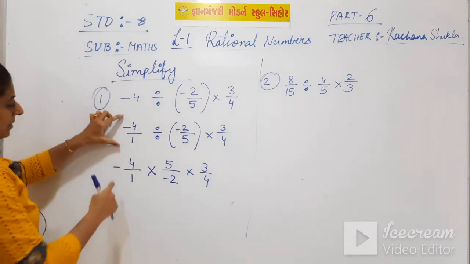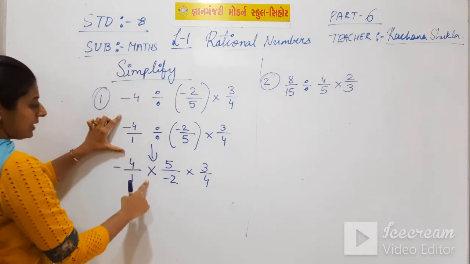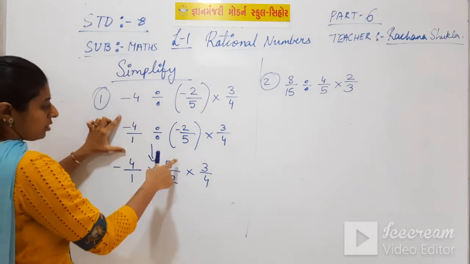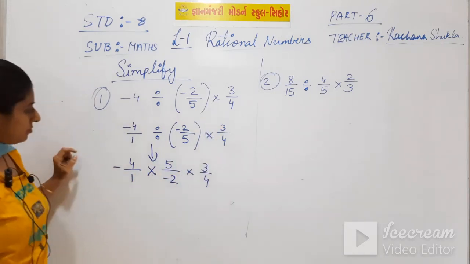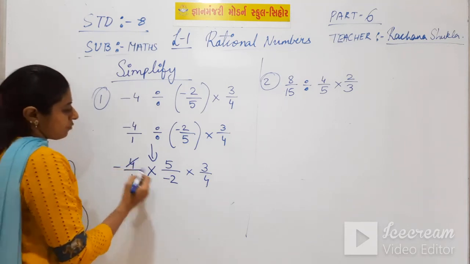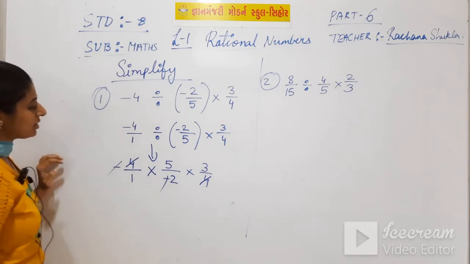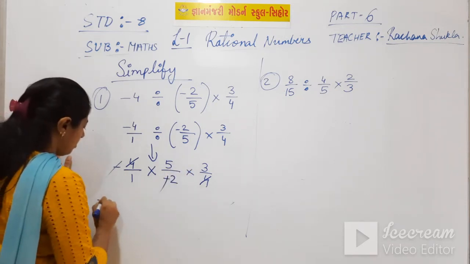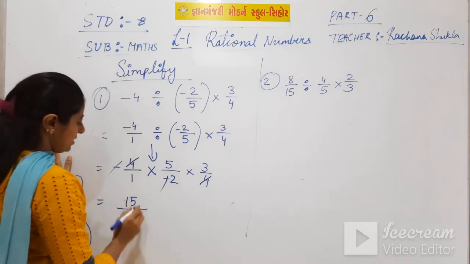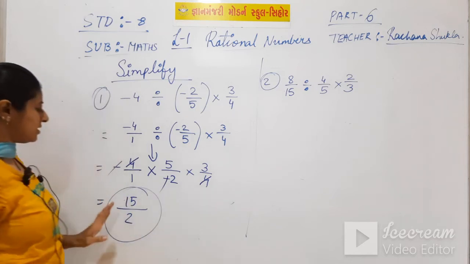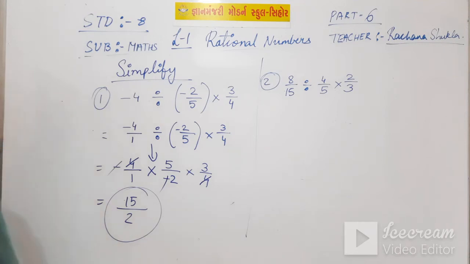Okay students, repeat once again. Minus 4 upon 1, same. Divide will become multiply, and so the reciprocal of 5 upon minus 2 into 3 upon 4. Now you can see that you can cut 4 and 4. Minus minus cut. What is remaining? 5 3s are 15 and 2 1s are 2. So your answer is 15 upon 2. Please note down the sum in your notebook, students.